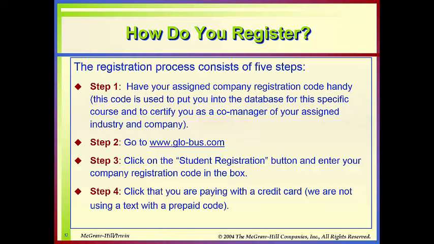Okay. How do you register? Here you go. This is the information. I'm also going to email it to you. Basically, you'll get an email from me with a registration code in it. You're going to go to www.globus.com. You're going to click on a button in the upper left-hand corner, I believe, called Student Registration. Then just follow the instructions. It'll ask you for your registration code. It'll ask you for a credit card number.